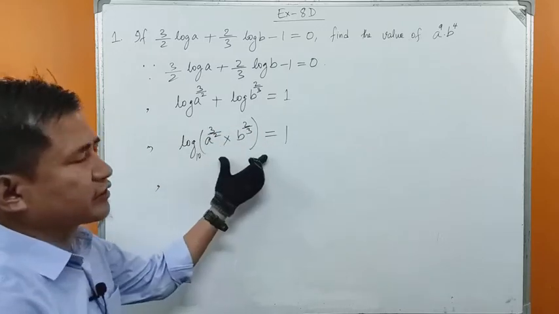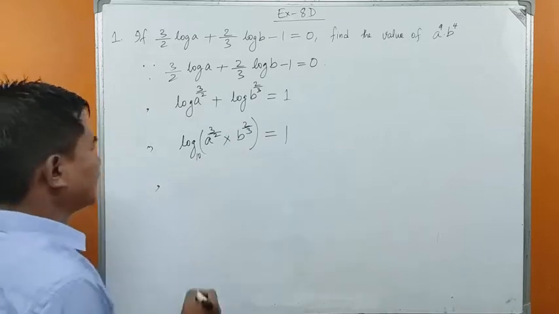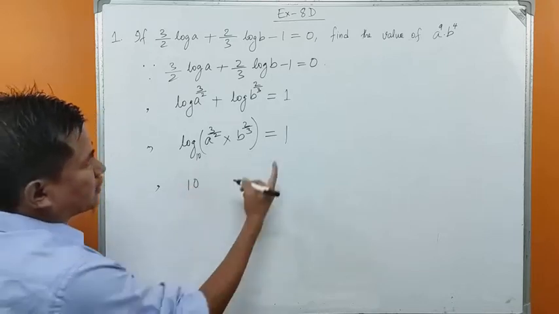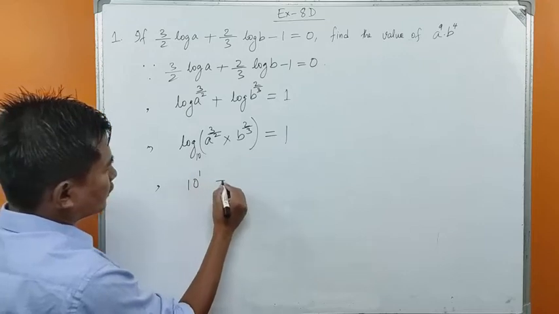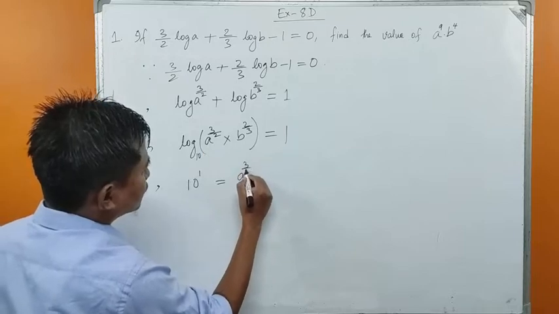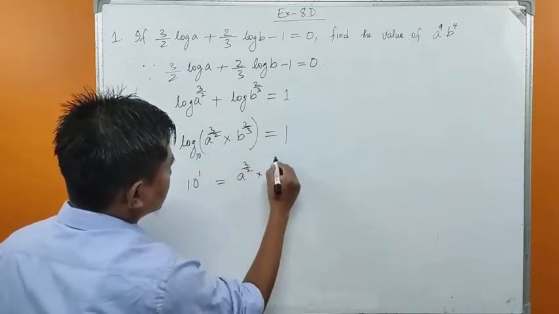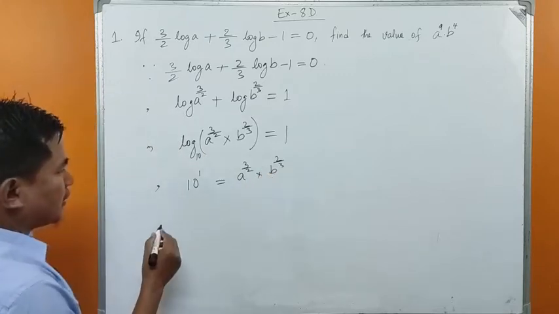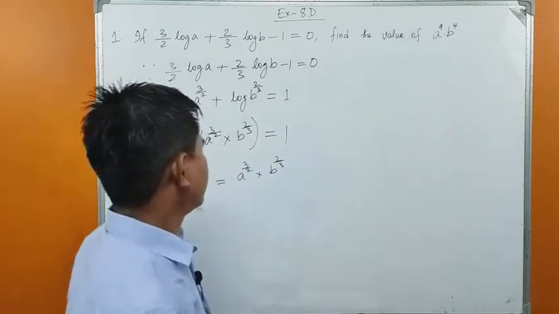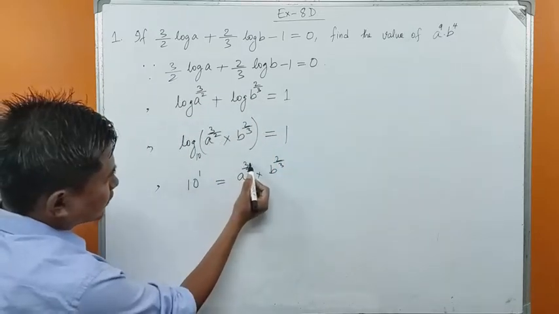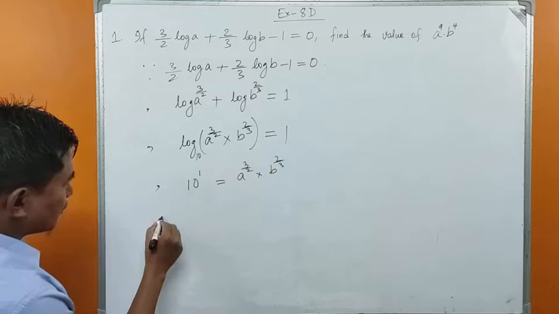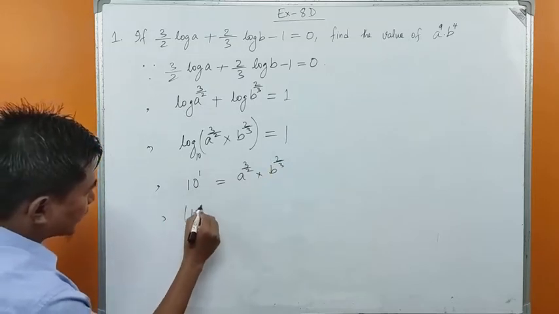So let us convert this logarithmic equation to exponential form. We can write this as 10 is the base. This 10 remains here as base, this 1 comes here as power, equals, this goes to the right hand side, a to the power 3 upon 2 into b to the power 2 upon 3. Okay, now since we need 9 and 4, 3 into 3 gives us 9, and 2 into 2 gives us 4. That means we multiply by power 6.